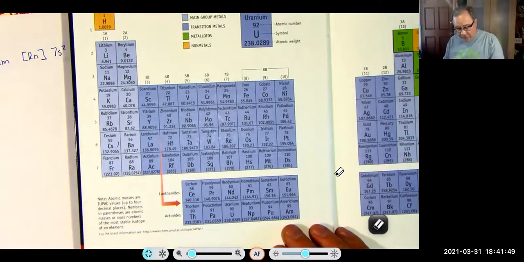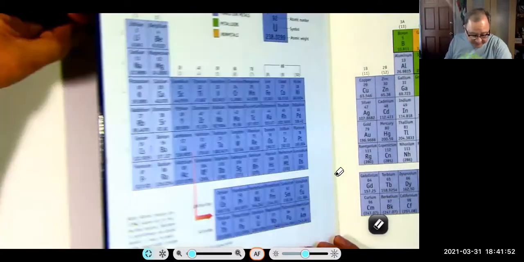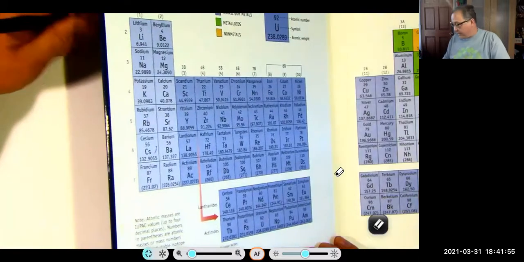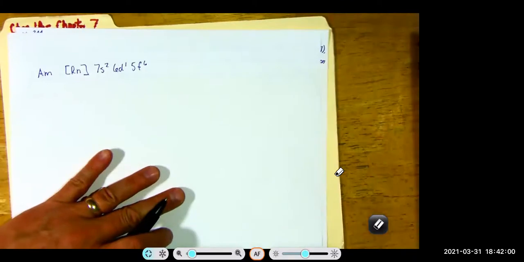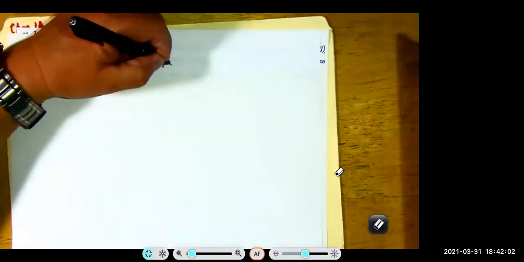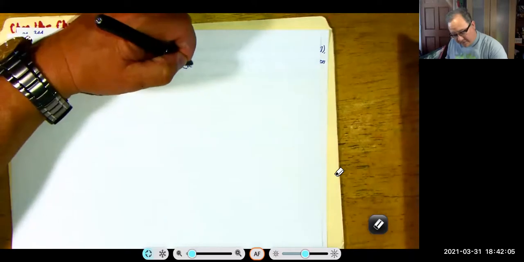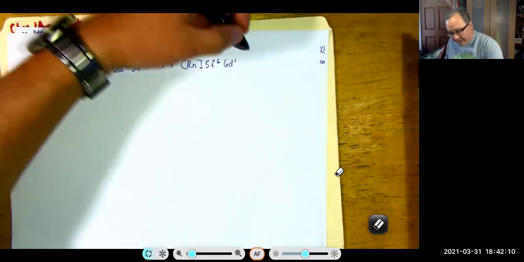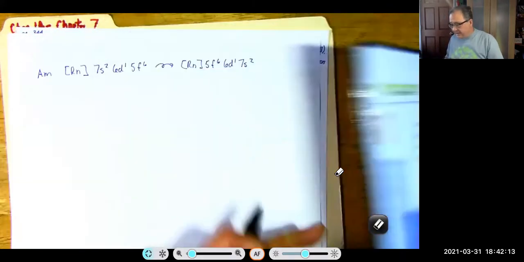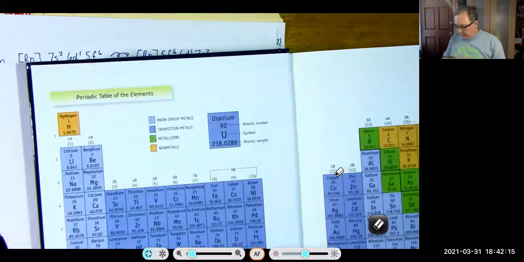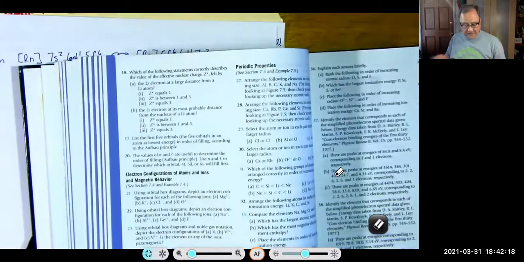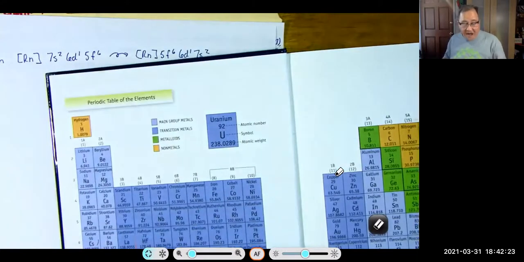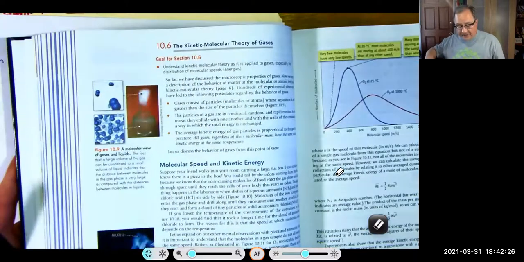6. 1, 2, 3, 4, 5, 6. So 5f6. Okay, and then we rearrange, and what do we get? 5f6, 6d1, 7s2. Okay, radon 5f6, 6d1, and 7s2. And let's see if we're close. Now, this one here, this element, americium, has 95 electrons, right?